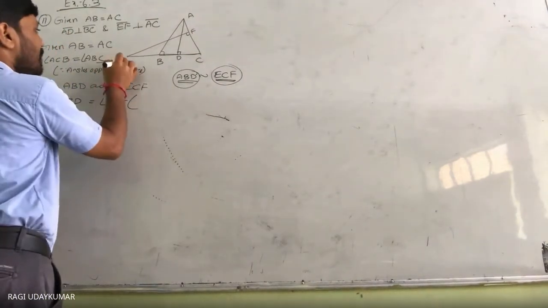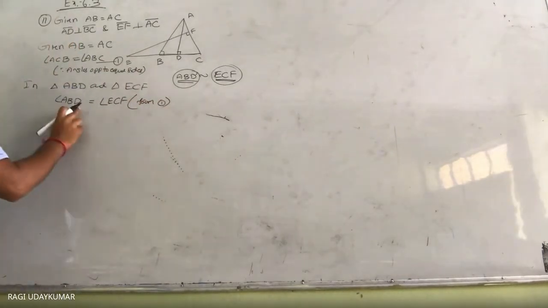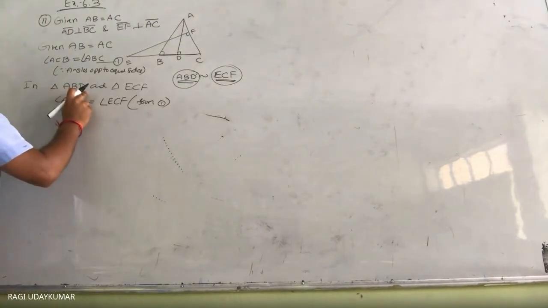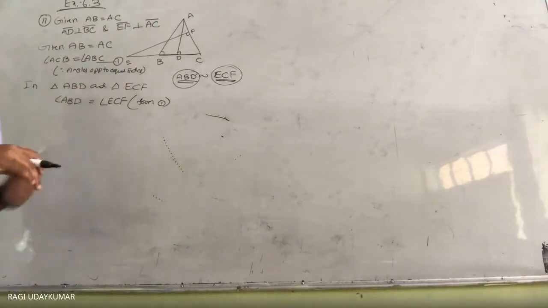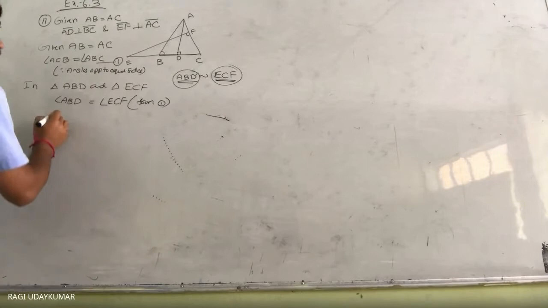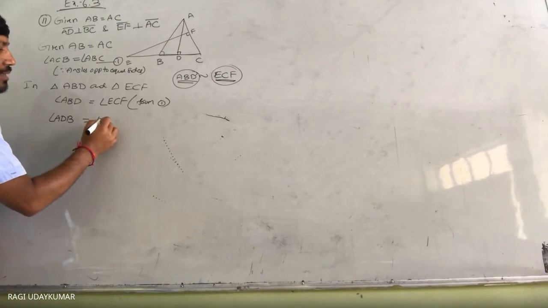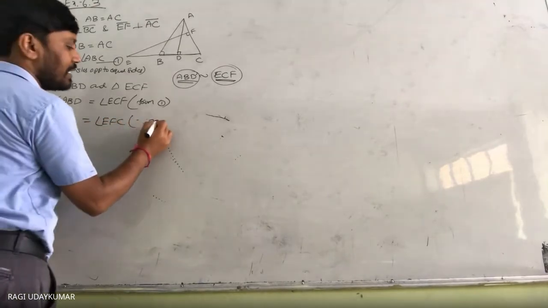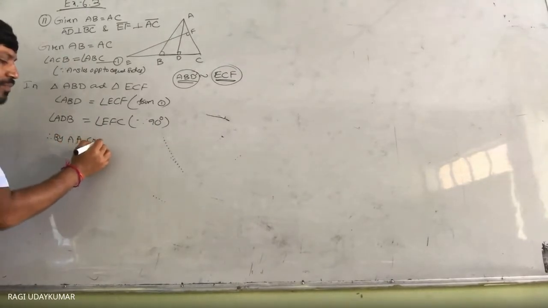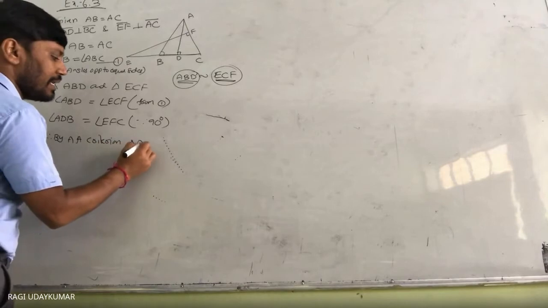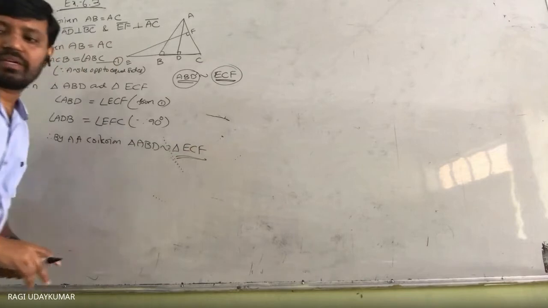Because from the equal angles and perpendicularity, you can mention these two points. From this, you can say that angle ADB is equal to angle EFC because both are 90 degrees. Therefore, by AA similarity criterion, triangle ABD is similar to triangle ECF.